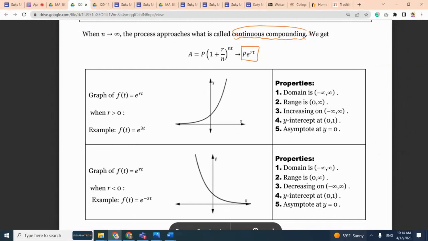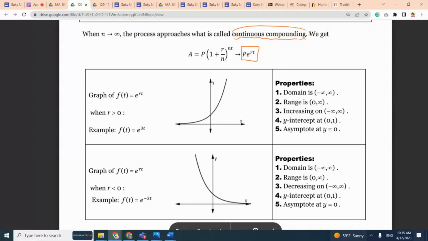So e to the rt, where t is the independent variable. If r, the interest rate, is greater than 0, for example, if r is 3, you get e to the 3t, then you will have an increasing function. Domain is minus infinity to infinity, range is from 0 to infinity, and it's always increasing. It has a y-intercept at (0, 1), and we have a horizontal asymptote at y equals 0.